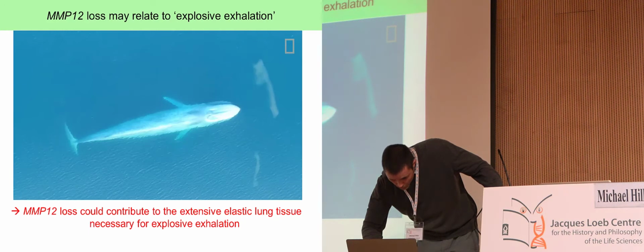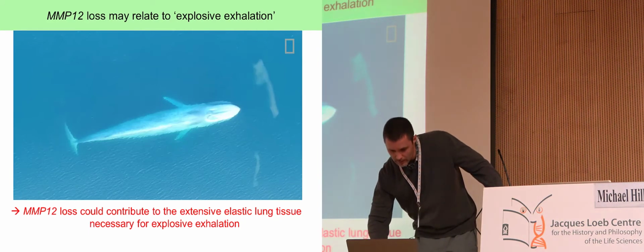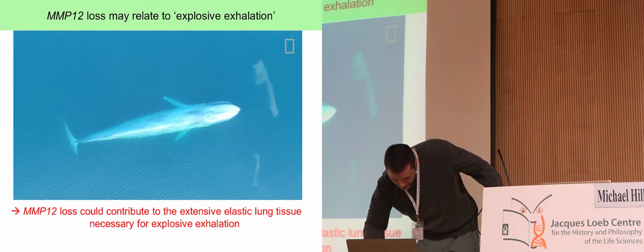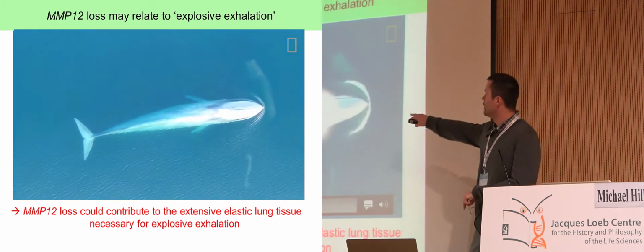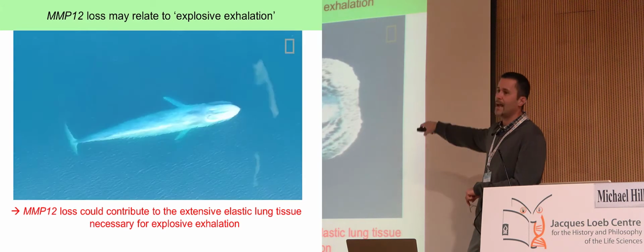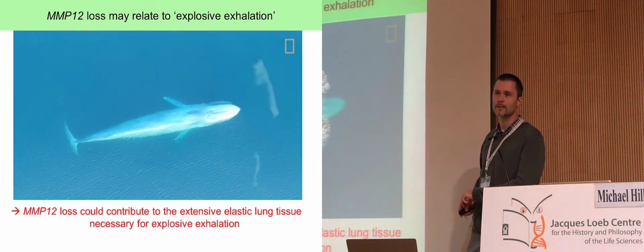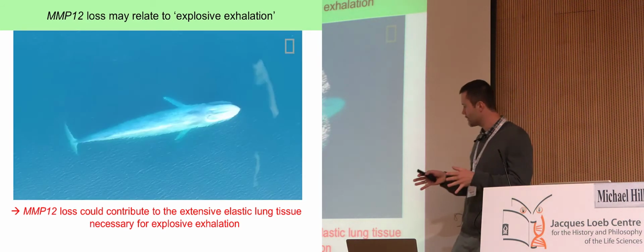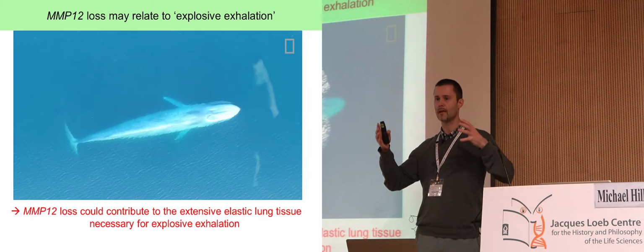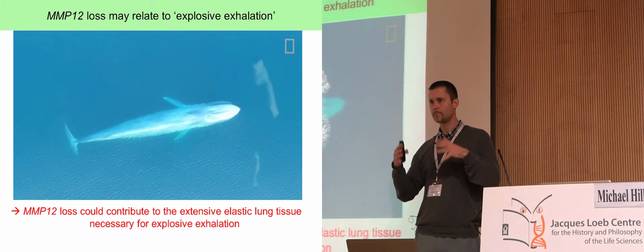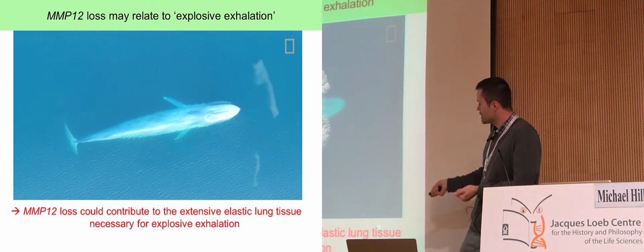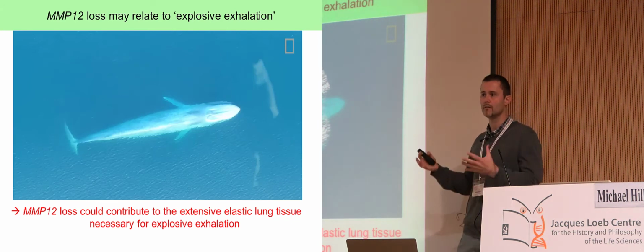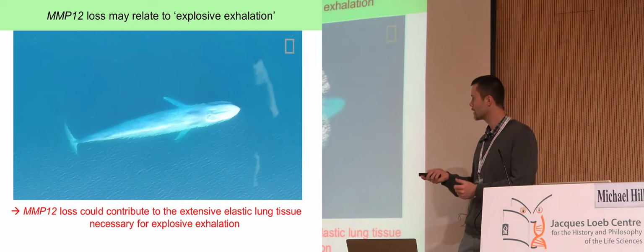This is a blue whale here, which has a 1,500 liter lung volume. And it can exhale and inhale in less than 2 seconds. So what you need for explosive exhalation, and that was shown, is extensive elastic tissue in the lung. So it's possible that losing an elastin-degrading enzyme contributed to the extensive elastic lung tissue that you need for explosive exhalation.